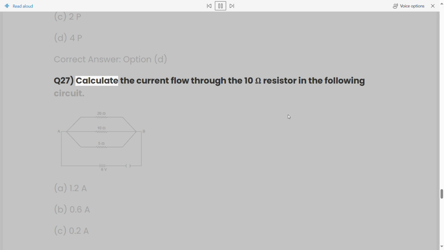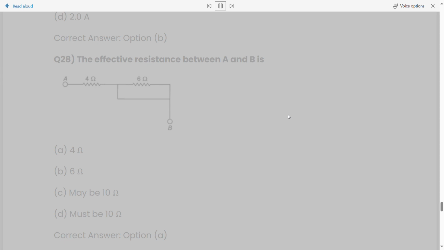Q27. Calculate the current flow through the 10 ohms resistor in the following circuit. A. 1.2 A, B. 0.6 A, C. 0.2 A, D. 2.0 A. Correct answer option B.